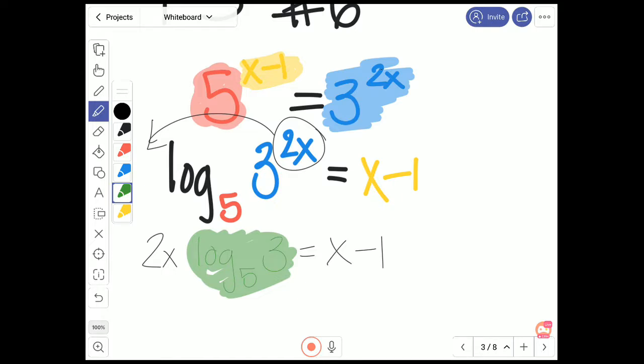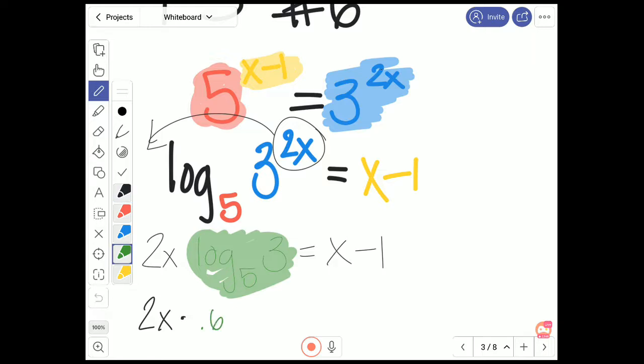So, okay, the log base 5 of 3 is 0.6826. Let me make sure I did that right. Hold on, just double checking my math here. Yeah. So really my problem is now 2x times 0.6826 equals x minus 1.